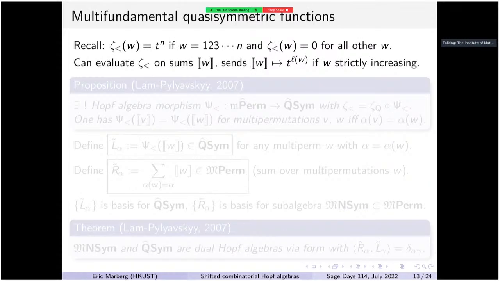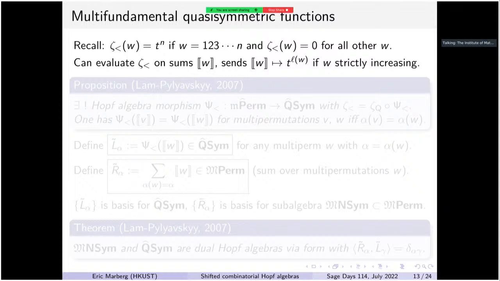The other thing we want to do is, recall we have this increasing character, and it can be evaluated on these infinite sums because each of these infinite sums has at most one term that is strictly increasing. Because if you have a repeated letter, then it's going to go to 0.